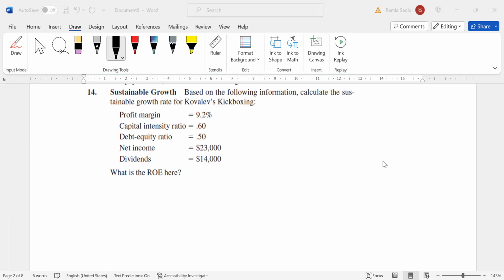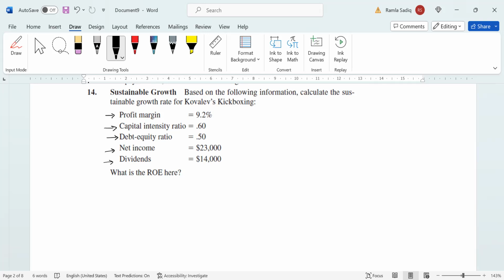We have a profit margin of 9.2, a capital intensity ratio of 0.6, a debt to equity ratio of 0.5, net income of $23,000, and dividends of $14,000. So we have to determine what the ROE is over here. In order to calculate the ROE, we'd first have to understand what the SGR, the sustainable growth rate, is. And to do that, we have to understand two further relationships that are identified within this information.